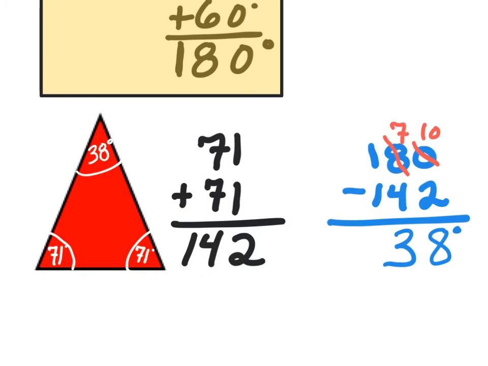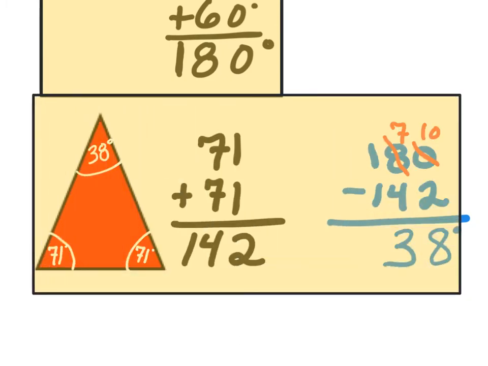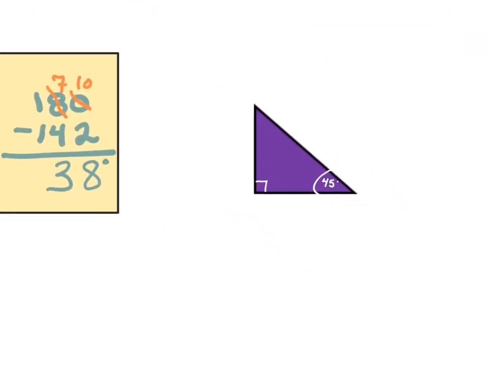Bam, love it. All right, guess what? We are done with this problem here. So let's make a box around it so we're all good to go. And now we can move on to our next problem, which is right here, my friends, this right triangle.